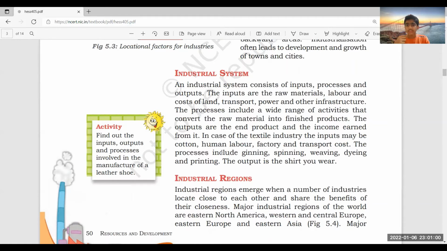After cotton, we spin and weave it. We do the processes of ginning, spinning, weaving, dyeing, and printing. Then the output, the shirt, can be sold. We do marketing for it. That is the tertiary sector, right?